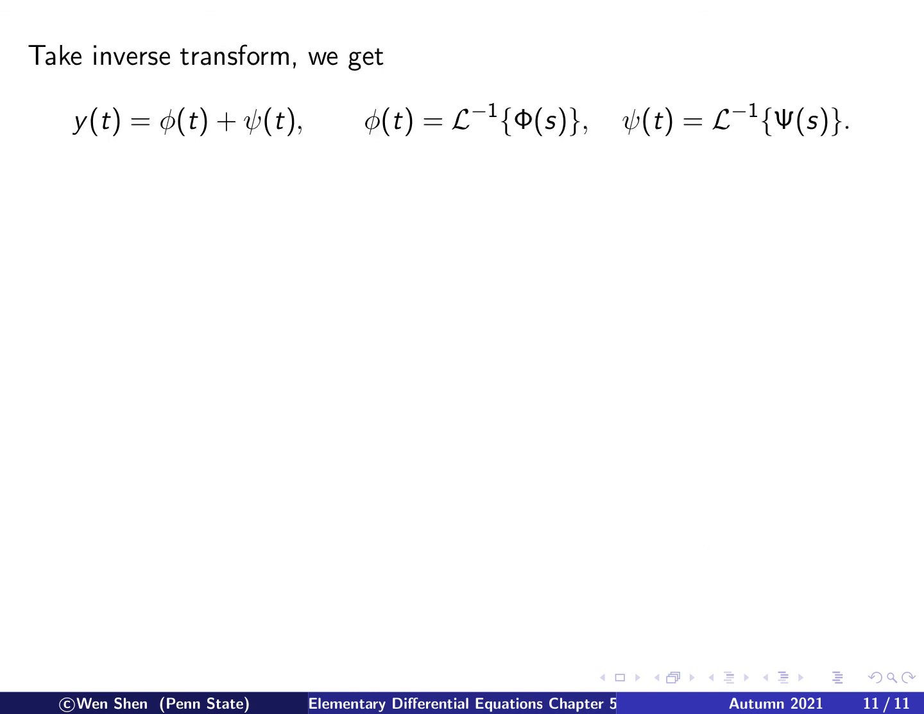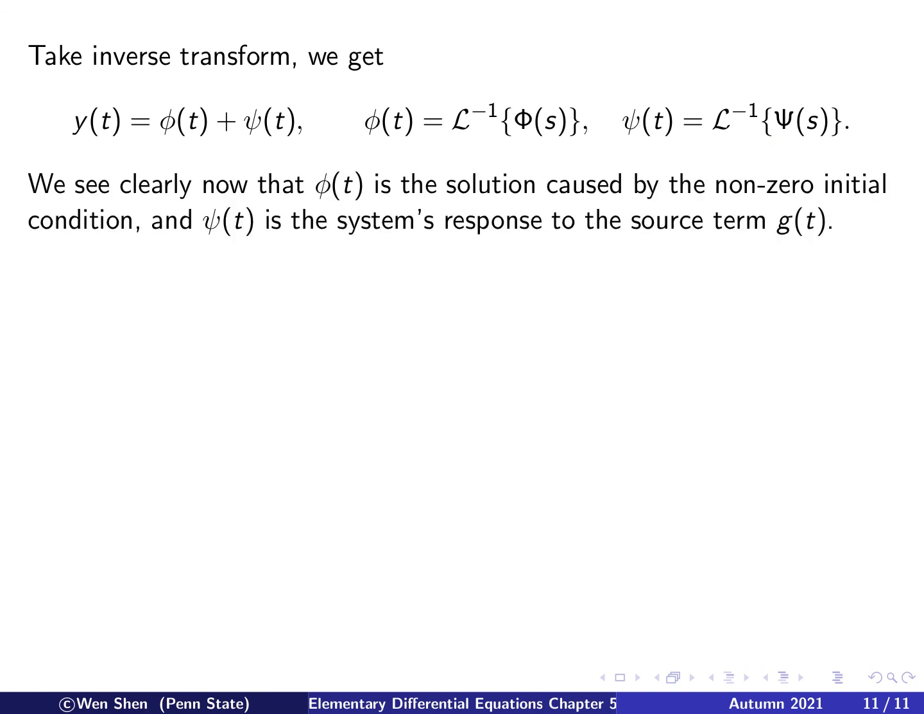Now let's take the inverse Laplace transform. So let's say y(t) equals little phi of t plus little psi of t, where little phi of t is the inverse transform of capital Phi of s, and little psi of t is the inverse transform of capital Psi of s. So we see phi of t is the solution caused by the non-zero initial conditions, and psi of t is the response to the source term, which triggers the system to respond.